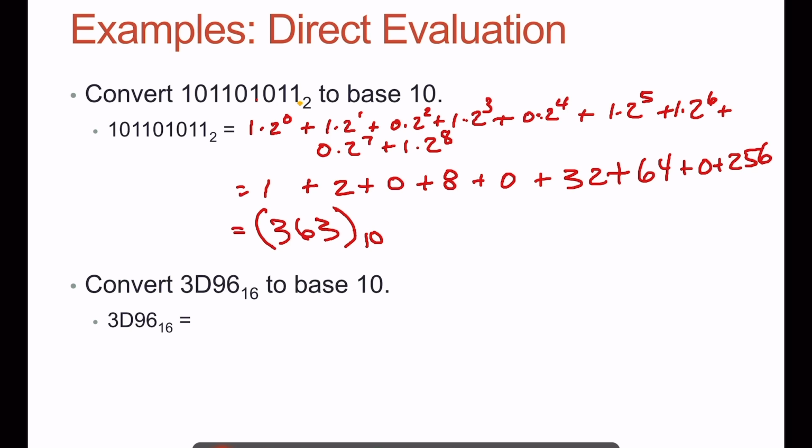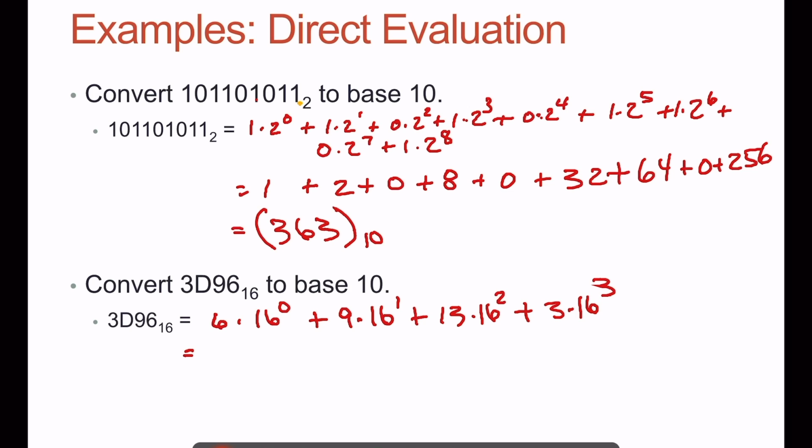We can do conversion from base 16 to base 10 in the same way. We will start again at the hexadecimal point. We'll have 6 times 16 to the 0 plus 9 times 16 to the 1 plus D, which is 13, times 16 squared plus 3 times 16 cubed. And then we can again multiply this out.